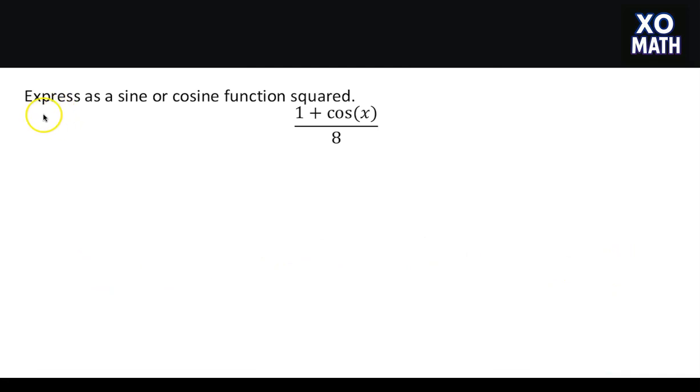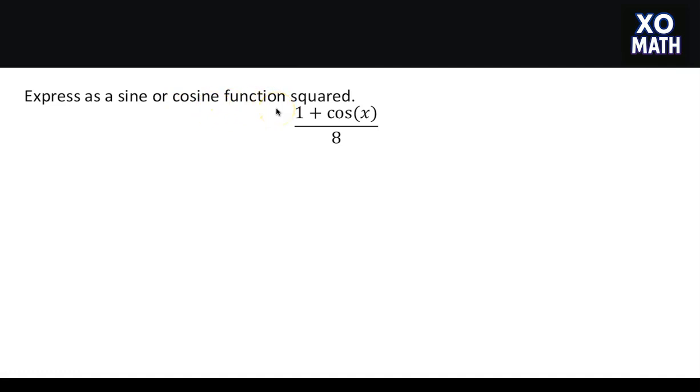The instructions here say express as a sine or cosine function squared. We have the expression 1 plus cosine x all over 8. So we have cosine raised to the first power. We want this entire expression to be written as a sine or cosine function squared.